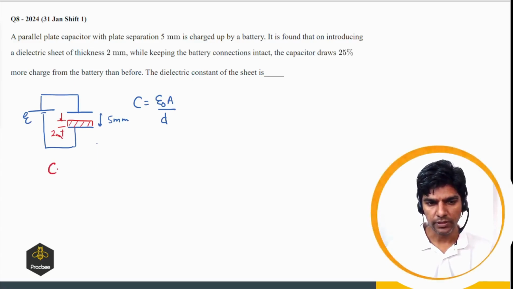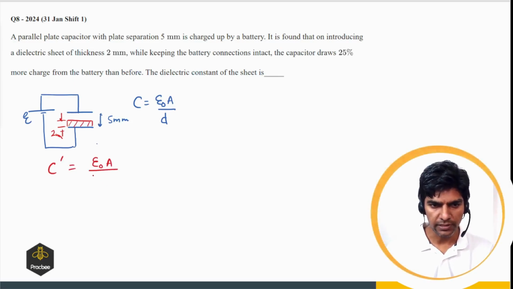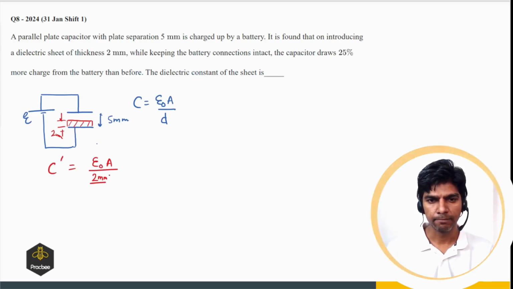So now what we can do, if we insert a slab of thickness 2 millimeter, the new capacitance, let me call this C prime, will be given by epsilon naught times A divided by thickness of the slab, that will be 2 millimeter, divided by its dielectric constant, which let us take as K only because we have to find the value of K, plus the width of the spacing which contains vacuum, 5 minus 2, that will be 3 millimeters, divided by dielectric constant of the vacuum, that will be 1. So that is the new capacitance.